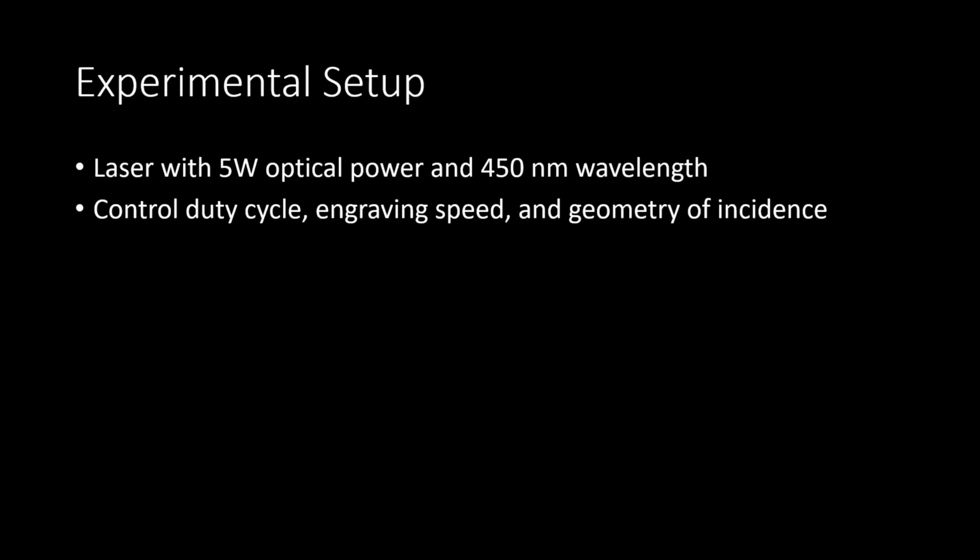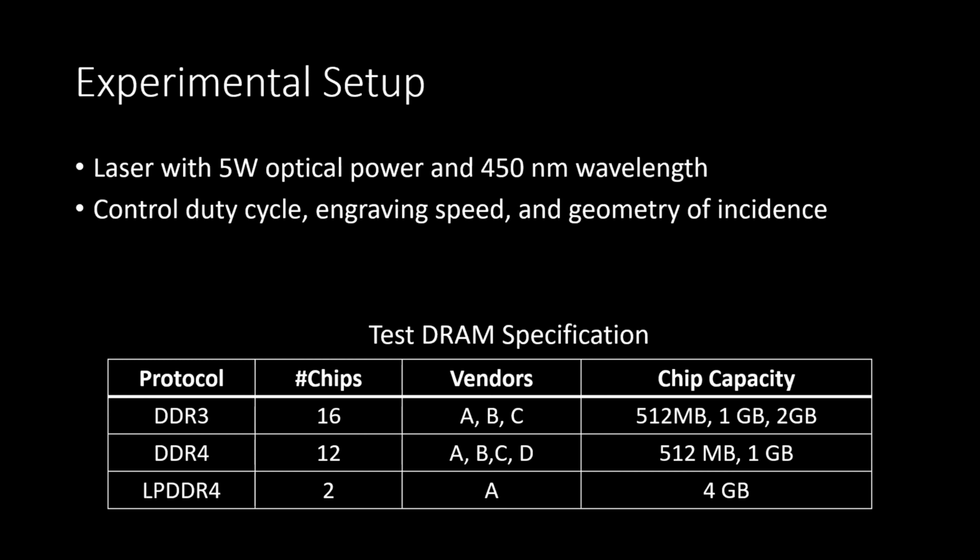So we use a 5-watt optical power. The laser is a blue laser. It's a 450 nanometer wavelength. Again, wavelength matters a lot. And we can control the duty cycle of this laser, engraving speed, and geometries that we can insert. So we have tested this platform with about 30 chips from 4 different vendors and across 3 DDR generations, and we have seen that we can flip bits consistently across all these chips.